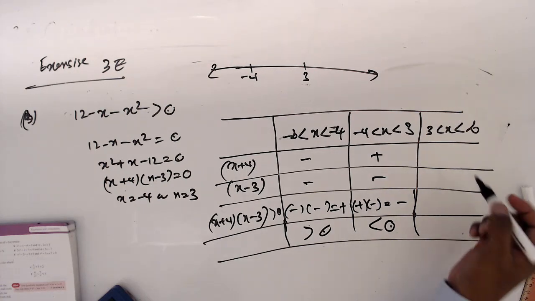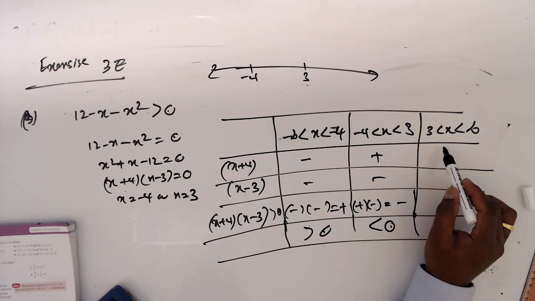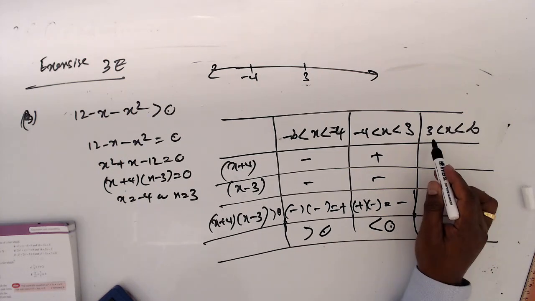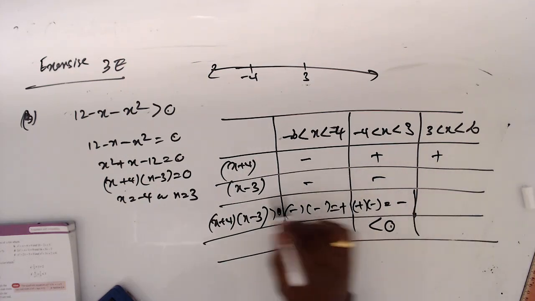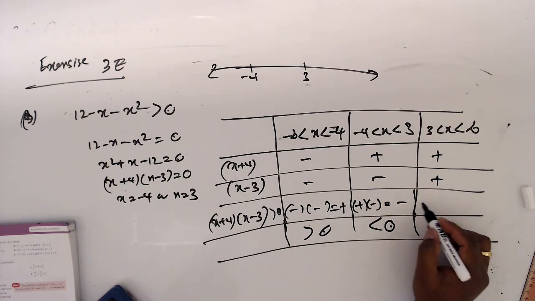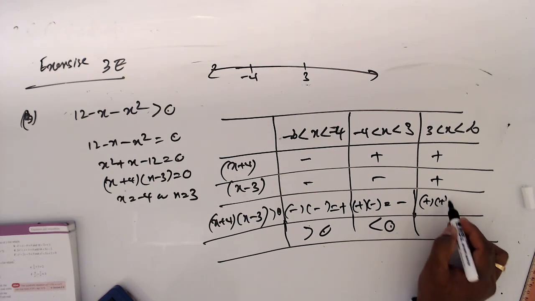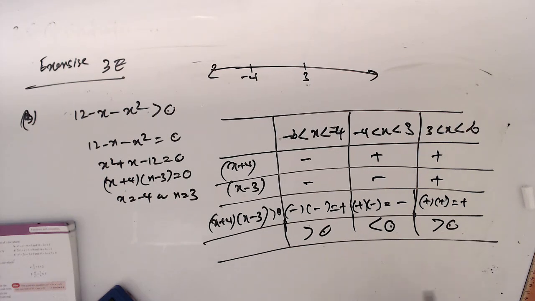Then let's take a number greater than 3, 10,000. 10,000 plus 4, positive. 10,000 minus 9, negative. Positive times positive multiply positive. It is greater than 0.